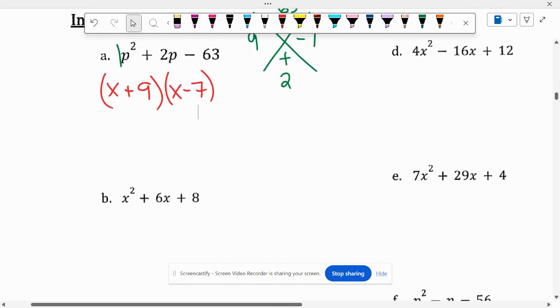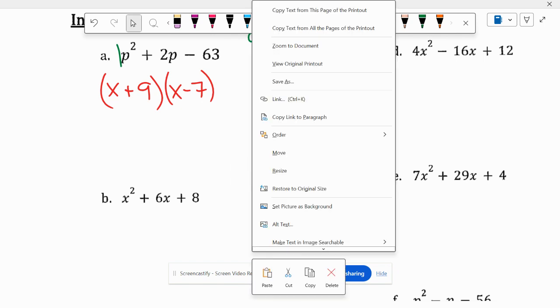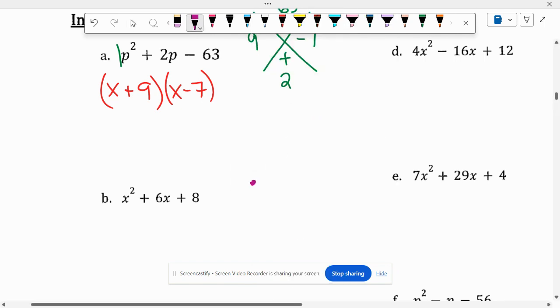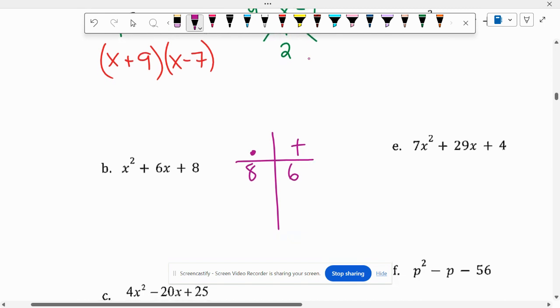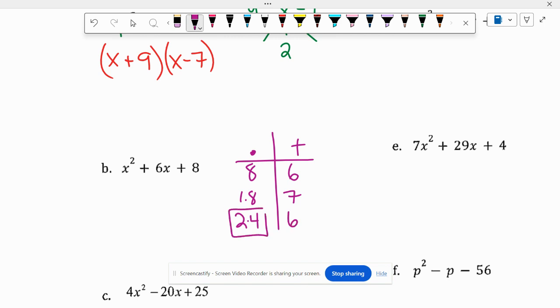So tell me about this one. What am I looking for on the product side? And what am I looking for on the sum? Product, A times C, for example, B. What am I looking for? 8, yes. Okay. What about the sum? What's the value of B? 6. Okay. So let's list all the factors of 8. 1 and 8, 2 and 4. Okay. 1 plus 8 is 9. 2 plus 4 is 6. So the two factors that I'm going to use are 2 and 4.